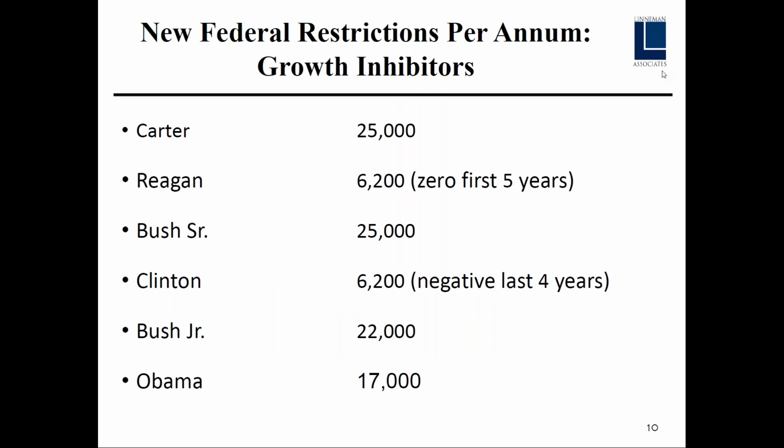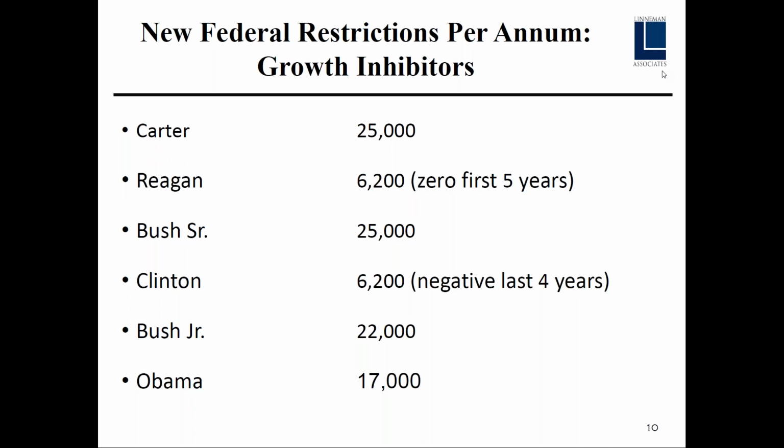You'll see new federal restrictions. This is measured, I believe George Washington University created this index or metric. Under the Carter administration, you averaged 25,000 new a year. Under Reagan, you averaged 6,200 a year, although none in the first 5 years. Under Bush Sr., 25,000, very similar to Carter, even though he was a Republican. Clinton, even though a Democrat, very similar to Reagan. Down to 6,200, you got higher growth as a result, and in fact there was negative regulation. That is, they got rid of more regulations than they introduced in his last term.